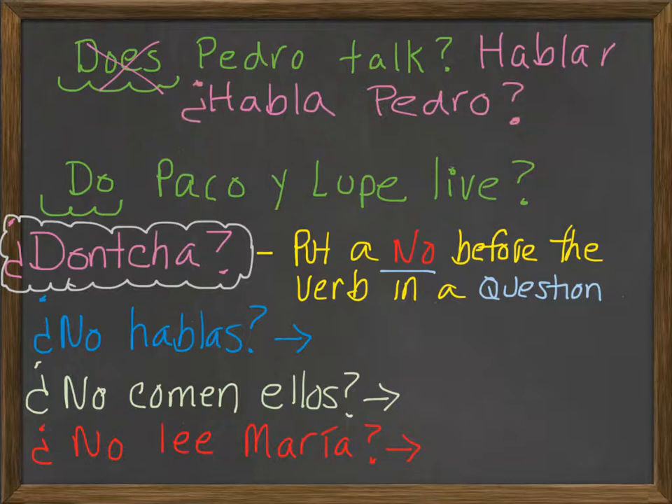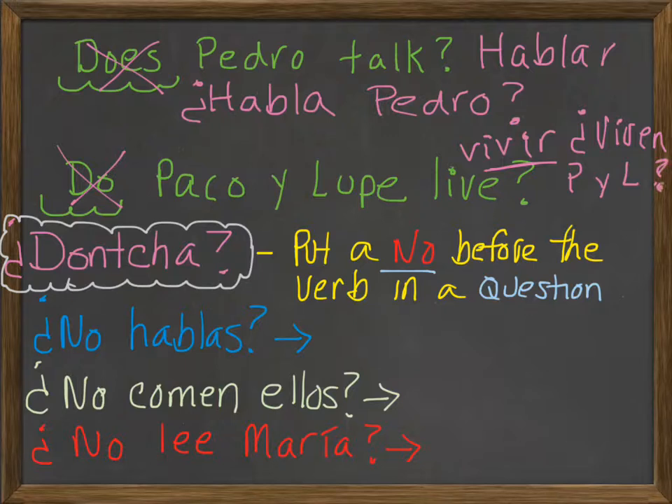Alright, how about do Paco and Lupe live? Remember, to live in Spanish is vivir. It's an IR verb. Do Paco and Lupe live? Remember, I just ignore the do. Don't worry about that. And since it's a question, I'm going to have to start with my verb, which is vivir. I didn't leave myself a lot of room, so I'll write it right here. Viven, that's viven with an E-N, Paco and Lupe, I'll just put their initials. Viven, Paco y Lupe? Well, I hope they're living. Either that or they're zombies, but I don't have time to discuss that right now.